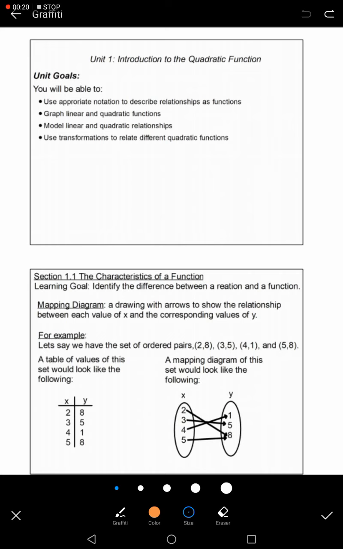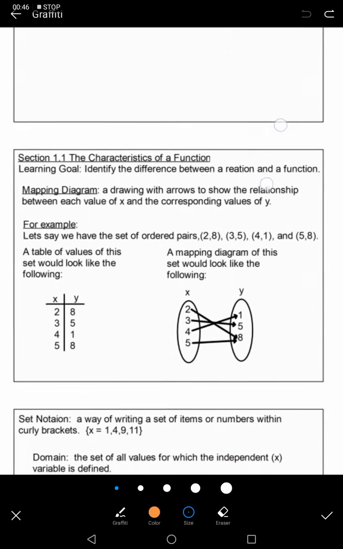Notations that describe relationships, linear and quadratic functions, linear and quadratic relationships, and transformations. So the first topic that we're going to look at is the characteristics of a function. So again, our learning goal for this lesson is to identify the difference between a relation and a function. So we're just going to start with a couple of definitions here.